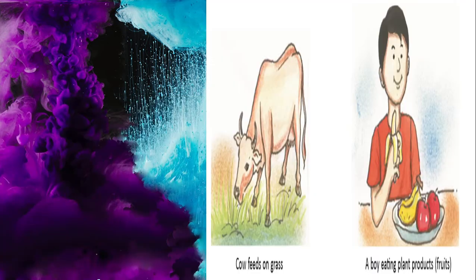Okay, so over here if you look, cow feeds on grass. Cow is an animal and grass is a type of plant. So cow feeds on grass. It means that the cow is directly dependent on autotrophs, on the plants, for its nutrition. Nutrition means for the fulfillment of food.